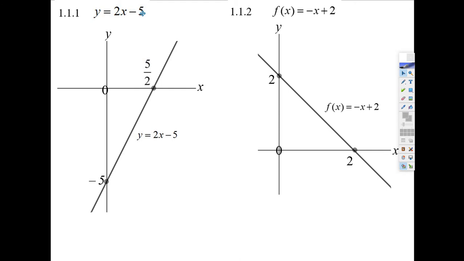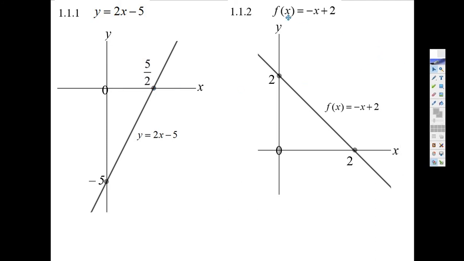So I let y equal 0. I add 5 and then I divide by 2. So I get 5 over 2 right there. Well, that's that one. Let's take a look at this one over here.